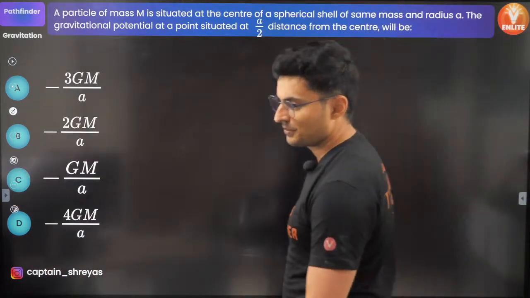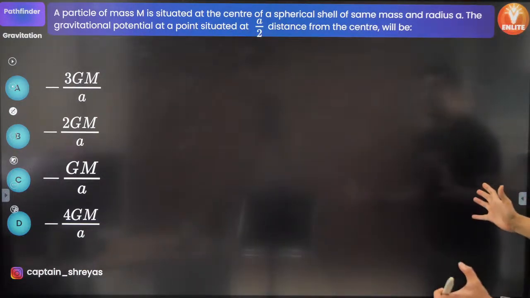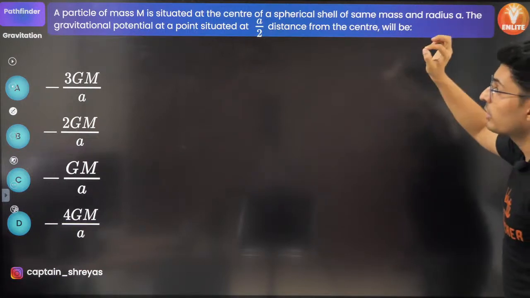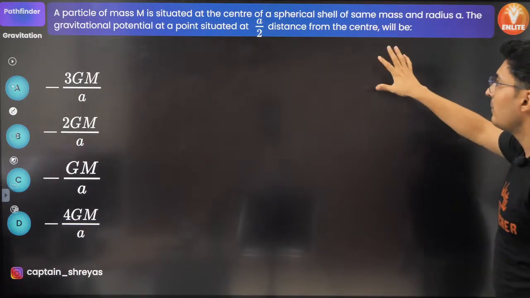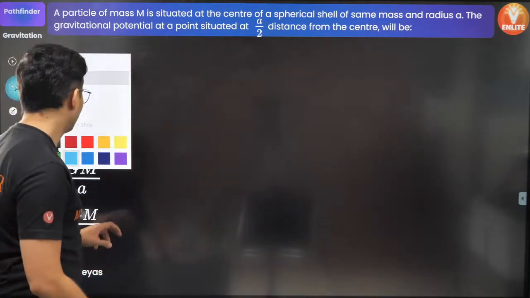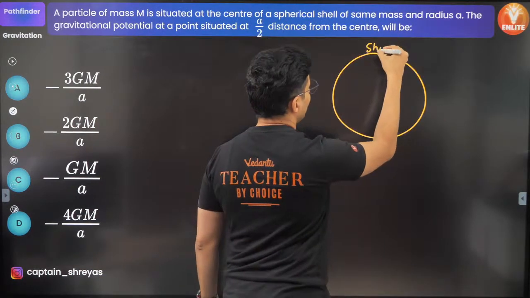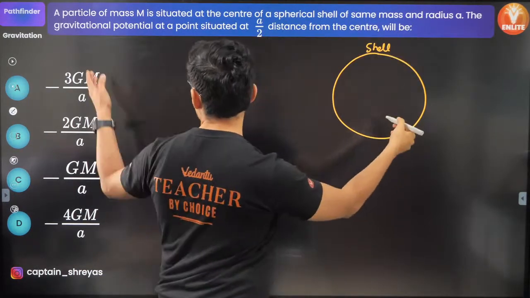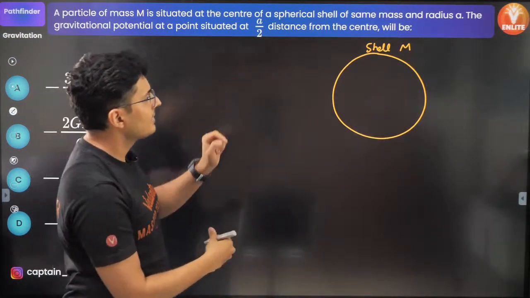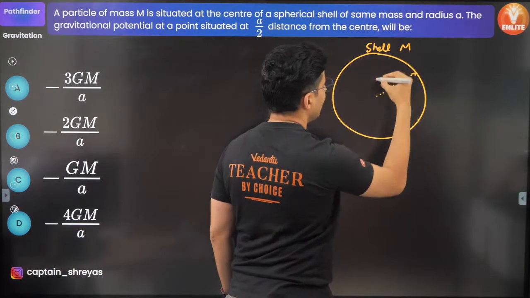Moving on, next question. A particle of mass m is situated at the center of a spherical shell of same mass and radius is a. What is the potential at a point at a distance a by 2 from the center? I feel that we should draw the diagram. Without that, we will not get it. So let's draw a shell. This is a shell of certain mass, let's say capital M, and radius is a. Alright, so the radius of the shell is basically a.